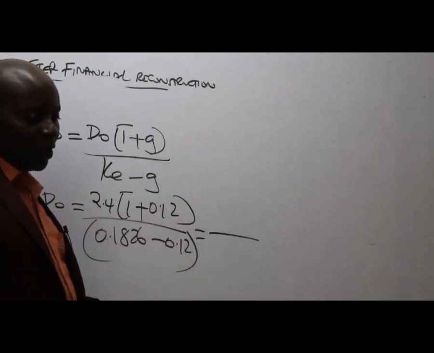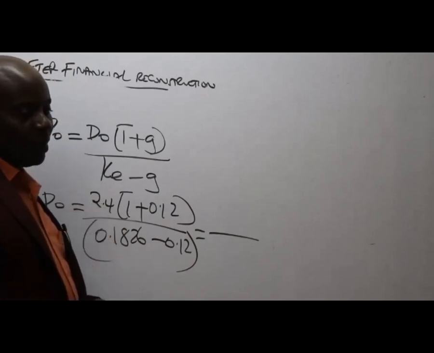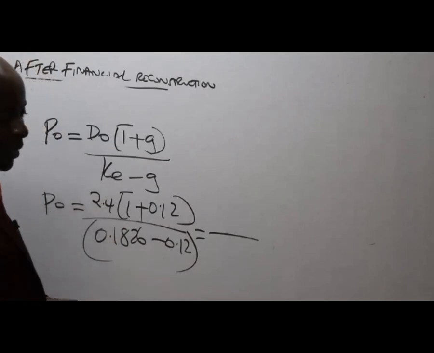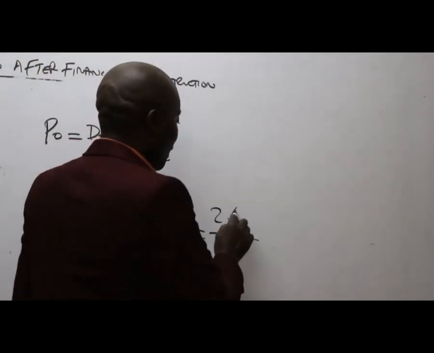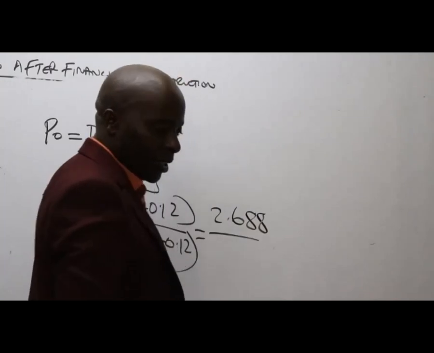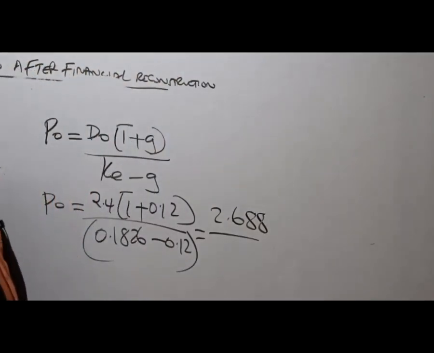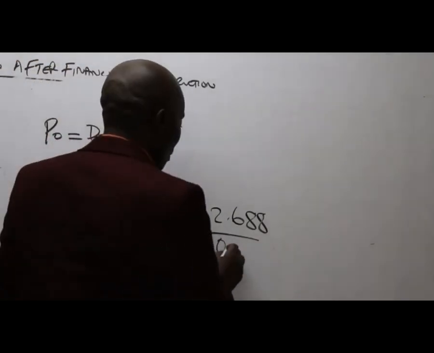Please go ahead and give us the numerator alone. Somebody is telling me it is 2.688. 2.688 divided by the denominator. Denominator is 0.1826 minus 0.12, which is 0.0626.